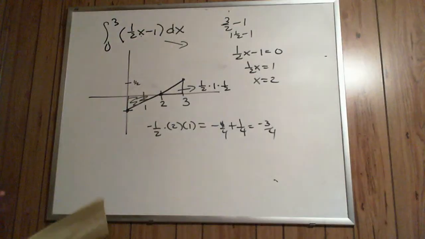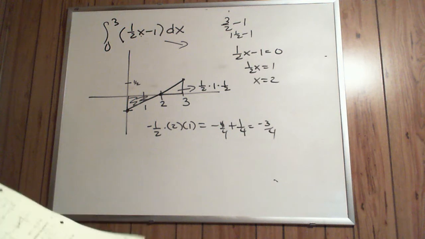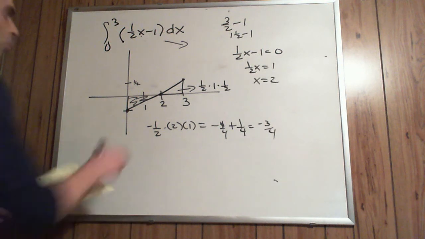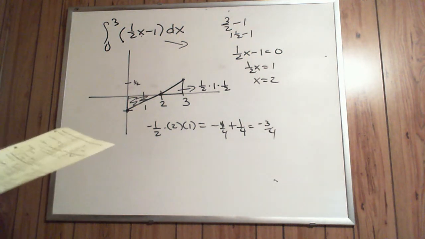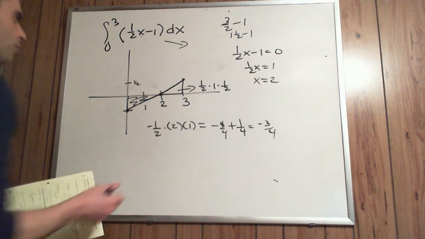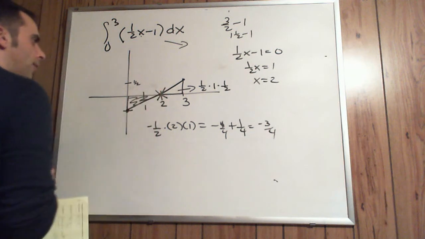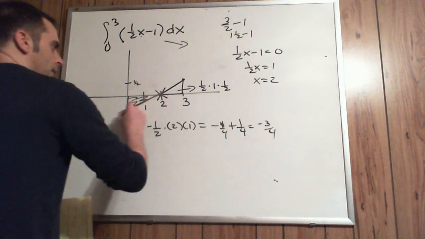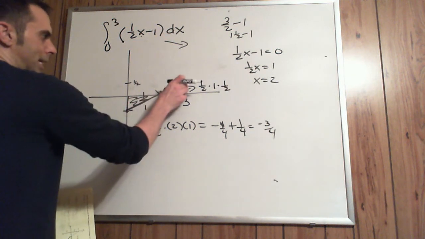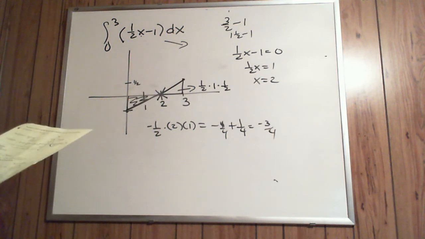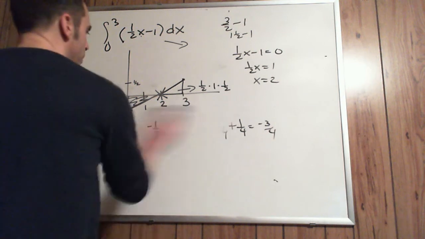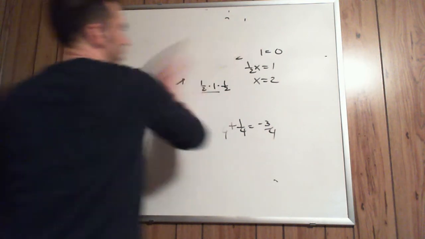So the value of the definite integral is -3/4 because more negative area lies below than positive area above. So again, the important part here is when you have crossovers, you have to do them separately. The area that's below and the area that's above, you have to figure them out separately and then add your answers.